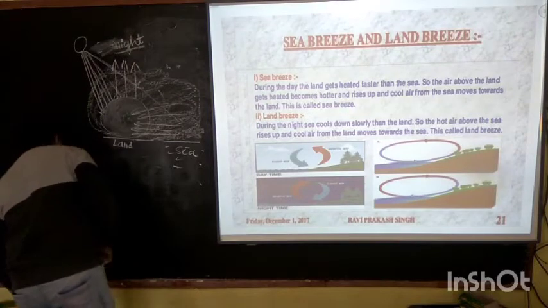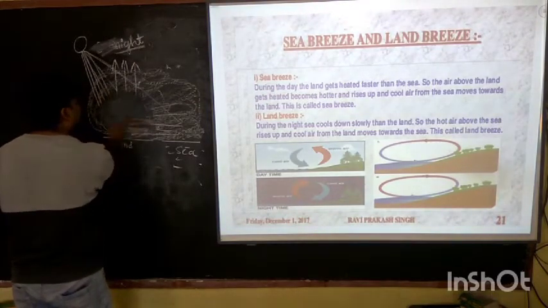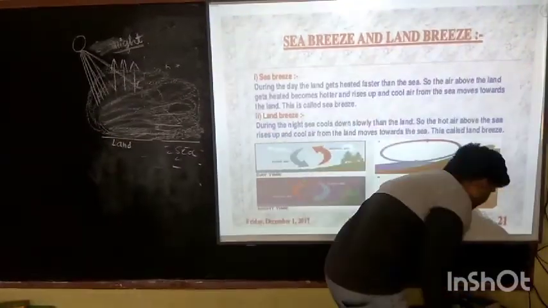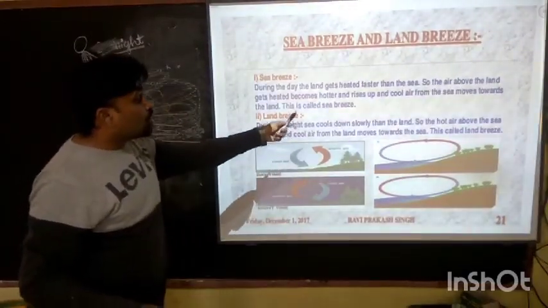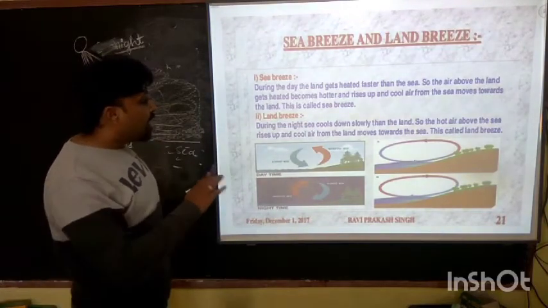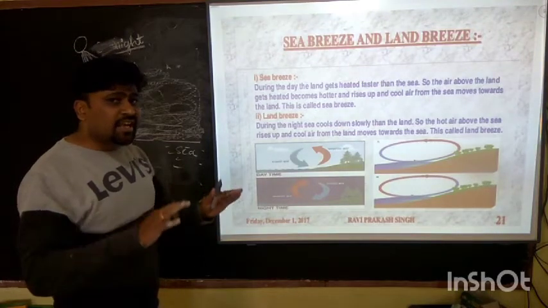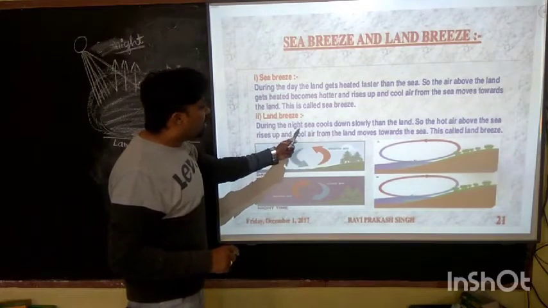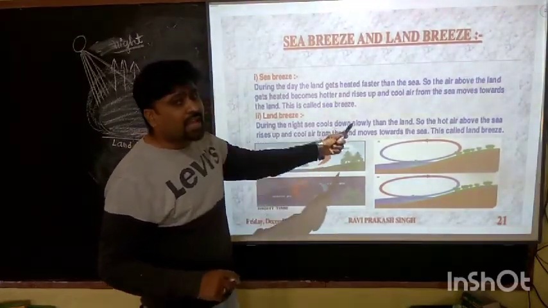Now we come to the night process. Clear? Regarding the night, what will happen in the night? During the night time, the sea cools down slower than the land. Clear? If we compare land and sea, at night the sea's hotness decreases slowly. During the night, the sea cools down slower than the land.